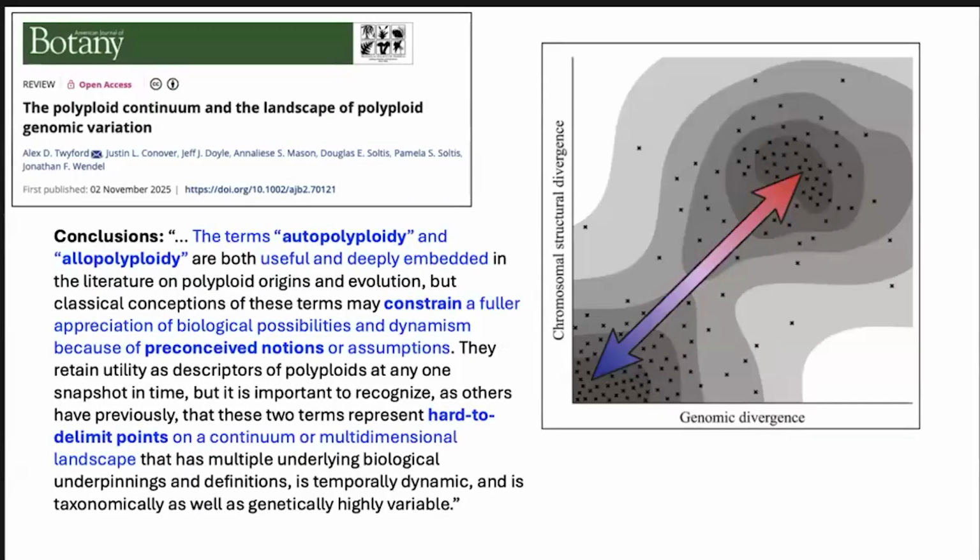So here for the polyploid continuum paper, conclusions. The terms autopolyploidy and allopolyploidy are both useful and deeply embedded in the literature of polyploid origins and evolution, but classical conceptions of these terms may constrain a fuller appreciation of biological possibilities and dynamism because of perceived notions or assumptions. They retain utility as descriptions of polyploids at any one snapshot of time, but it's important to recognize, as others have previously, that these two terms represent hard to define points in a continuum or multidimensional landscape that has multiple underlying biological underpinnings and definitions, is temporally dynamic, and is taxonomically as well as genetically highly variable. So this is our conclusion for this consensus paper that we wrote.